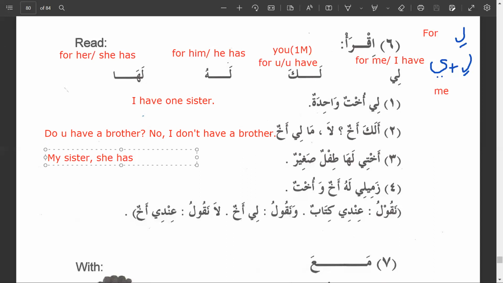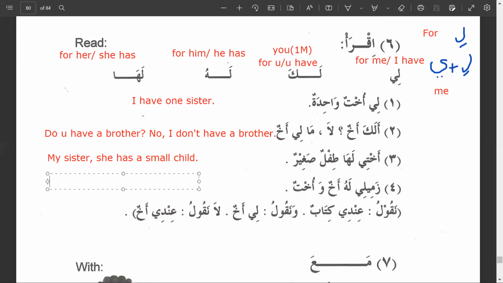Sagirun, a small kid. A young kid or very young kid. She has a small kid. Okay, tiflun, a small child or kid. Okay. Now zamili. Zamilu plus ya. So zamili means my companion, my class fellow.